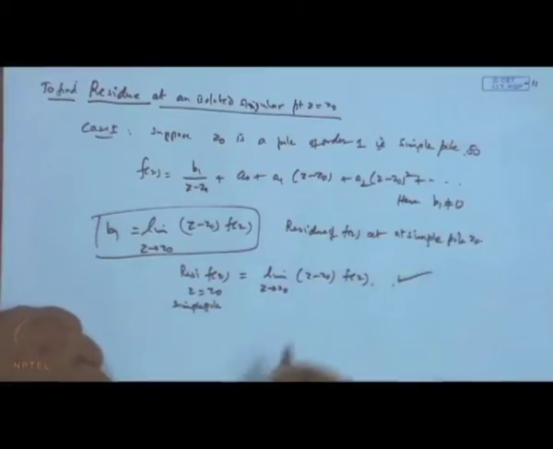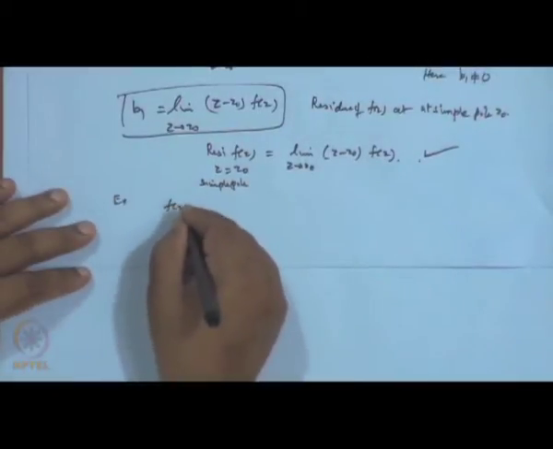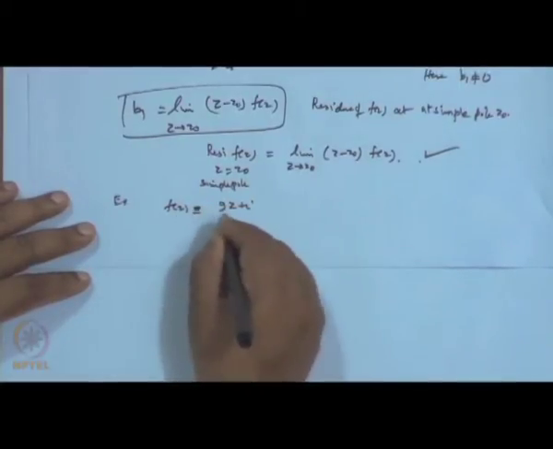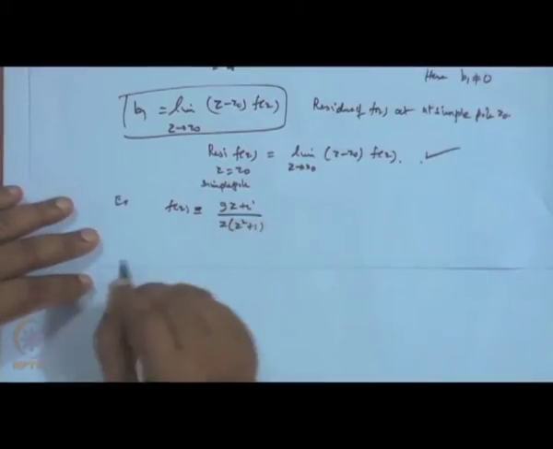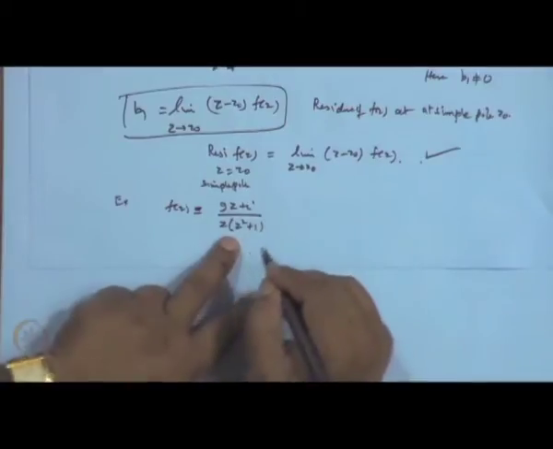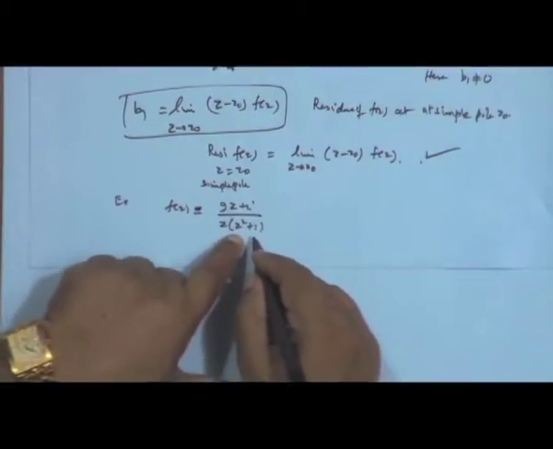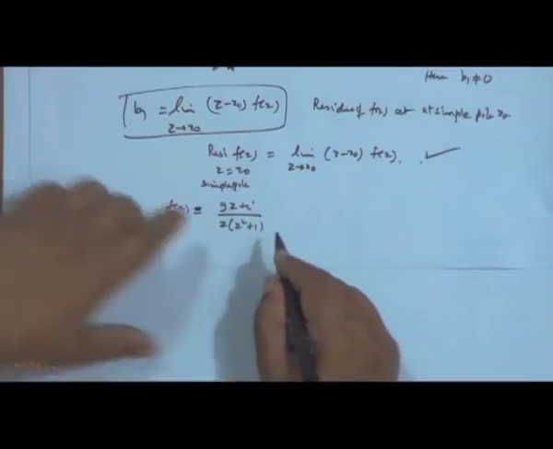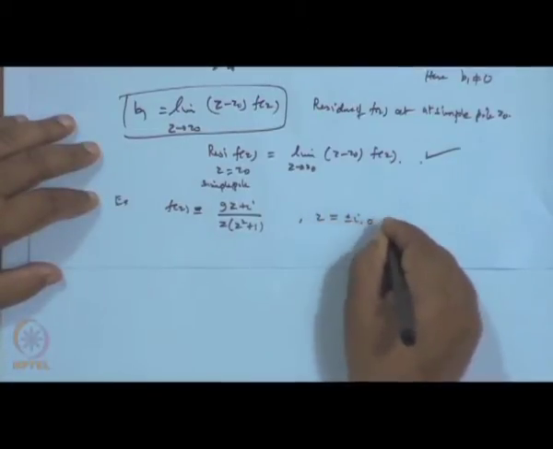Now, for example, let us take the function f z equal to 9 z plus i over z square plus 1. Now, what are the singular points? Here, z equal to plus minus i will be the singular points, and z equal to 0 will also be a singular point. So, z equal to 0, plus minus i, these are the singular points.